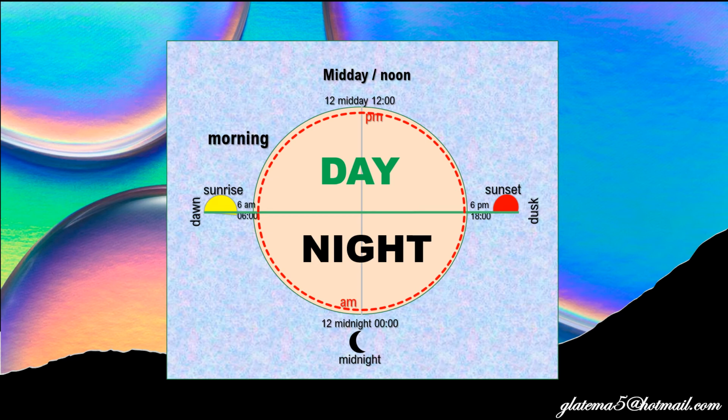This section where you have the sunrise and noon is the morning. Afternoon, up to 6 p.m., is the afternoon, as it says. Then from 6 p.m. to midnight is the evening. And from midnight to 6 a.m., when the sun rises, that is the night.